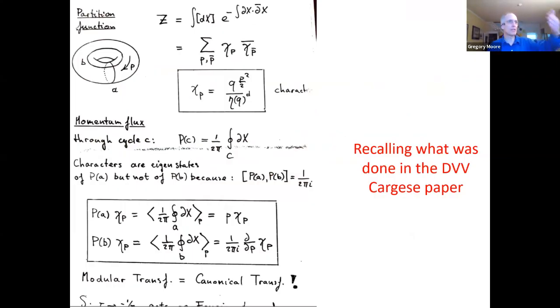And they observed that these are related by some kind of canonical transformation, and geometrically, it's obvious that the modular transformation, which exchanges A and B cycles, should exchange these operators.